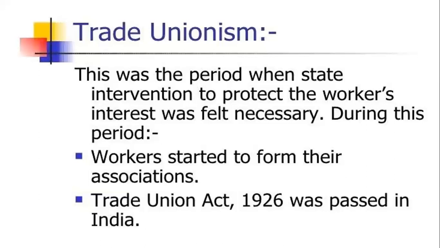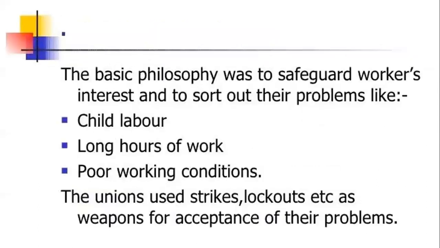Workers started to form their associations, which are voluntary associations, alternatively termed trade unions, where they had the power to collectively go and ask the management for their rights, which the management wouldn't deny. This is all to do with the concept of collective bargaining and the concept of united we stand, divided we fall, right? That is what happened here. Then the Trade Union Act of 1926 was passed in India, and the basic philosophy was to safeguard workers' interest and to sort out their problems.